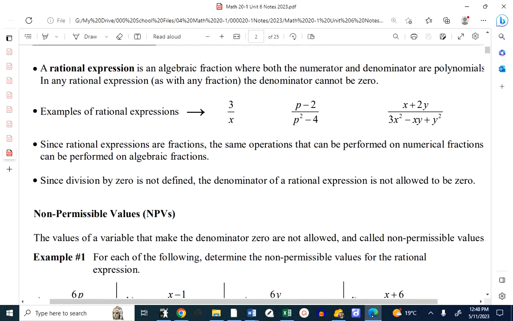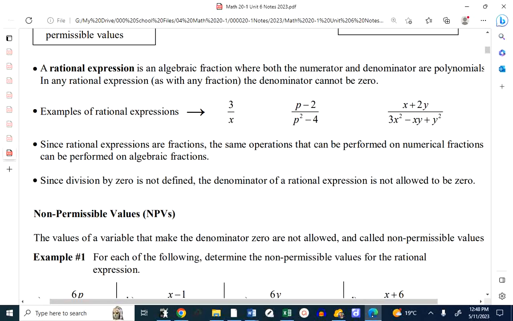3 over x is a rational expression. The top doesn't contain x, but the bottom does. And what I will tell you is that's the real definition of a rational expression. You need a variable in the denominator. You don't necessarily need a variable in the numerator, but you need a variable in the denominator.